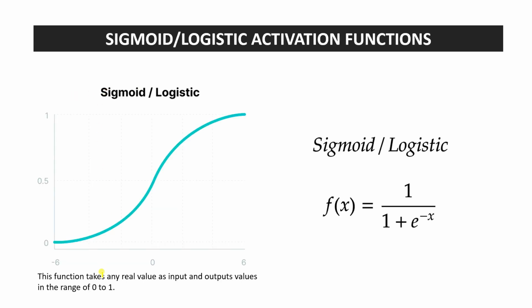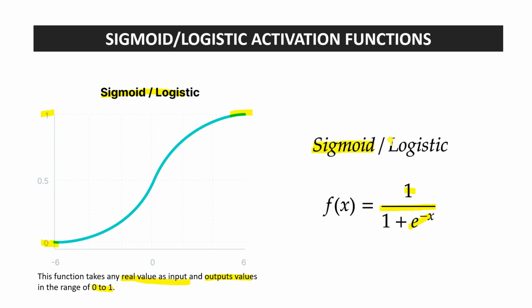The sigmoid activation function takes any real value as the input and outputs a value in the range of 0 to 1. And you can see here the shape of the sigmoid activation function looks like an S. The larger and more positive the input, the closer it is to 1, whereas the more negative or smaller the value, the closer it is to 0. This is the formula of the sigmoid activation function: 1 divided by 1 plus e to the power minus x.